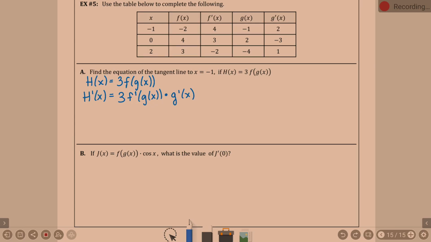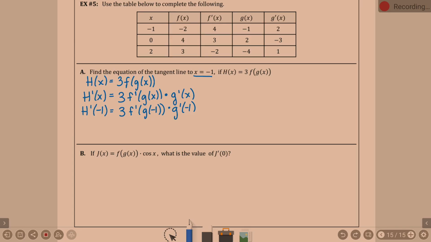Now, officially, what do they need us to find? H prime of -1. So it's going to be 3 times f prime of g of -1 times g prime of -1.